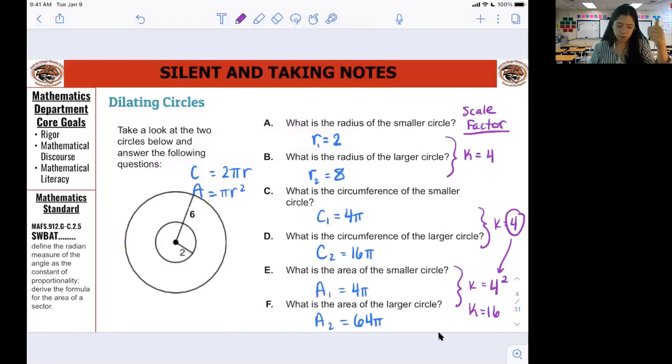So scale factor for radii and circumference, the scale factor is, we can just call it K. Here, let me write this in a nicer way. So for radii and circumference, we have K. But for area, we have K squared. Does anyone have any questions on that?